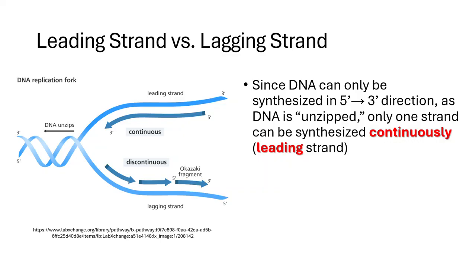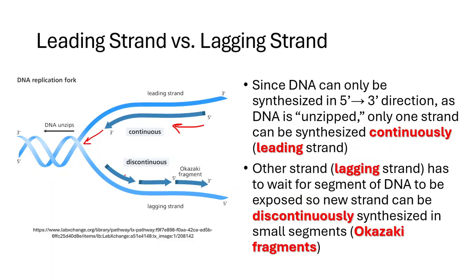So DNA is only able to be synthesized from 5' to 3'. That means as a DNA molecule is unspooled or unzipped, one of those strands, you're going to be able to synthesize DNA as long as the helicase is unzipping it. So you'll be able to continue synthesizing DNA. That's continuous replication, meaning it can happen without any breaks. And that strand that can have continuous replication is called the leading strand because it can just be synthesized straight through. However, for the other strand, it's running in the 3' to 5' direction.